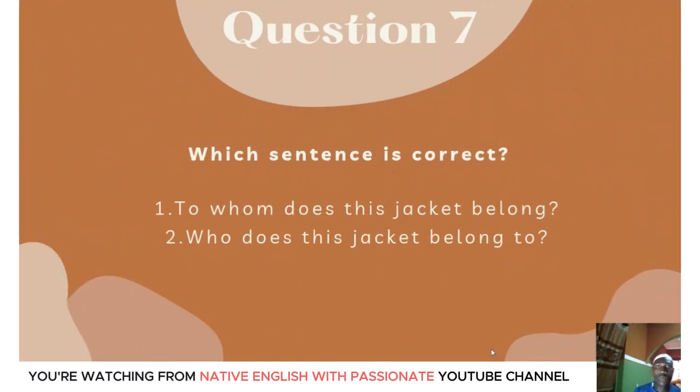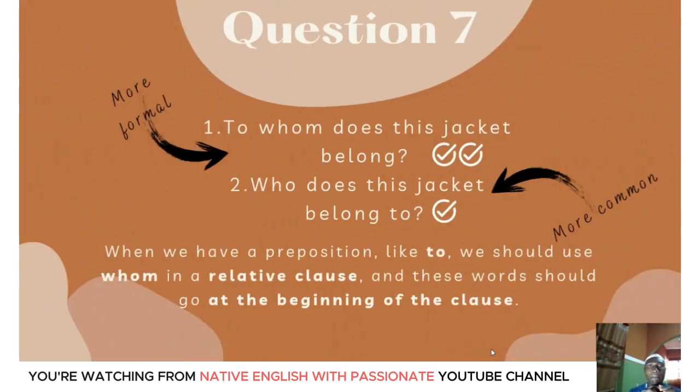Question 7. Which sentence is correct? To whom does this jacket belong? Who does this jacket belong? Guess the answer. Both are correct. You might be wondering why this tutor is giving two correct sentences. That's for your awareness, to let you know, in case you see somebody who writes that way, you won't be surprised, you won't be amazed.